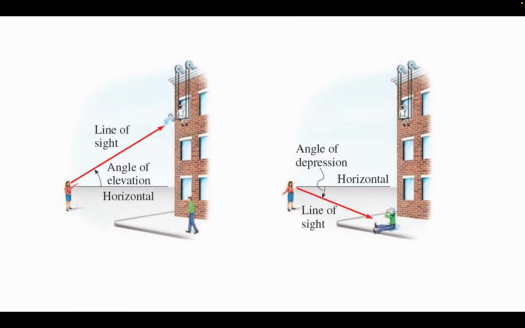Here's a good example of this. This person standing on the road, if they're looking up at the window washer, that's angle of elevation. If they're looking down at the person sitting on the sidewalk, that is angle of depression. So it's all about line of sight. What is the horizontal here?